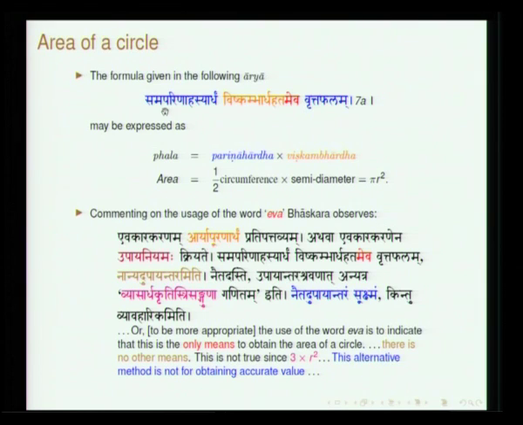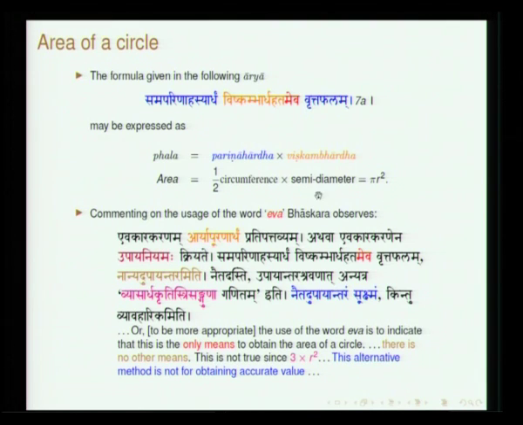Parinaha refers to circumference. Vishkambha is diameter, so Ardha is half of it. So, Samaparinahasya Ardham refers to half the circumference. So, the arc has to be absolutely symmetrical, that is what it means. Vishkambhardha Hatam means multiplied by the radius, the semi diameter. So, this is the Vritta Phalam, fine. This amounts to pi into r square, fine.